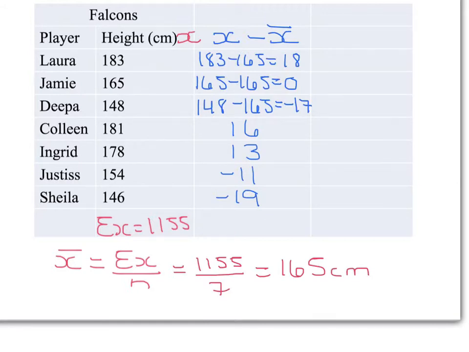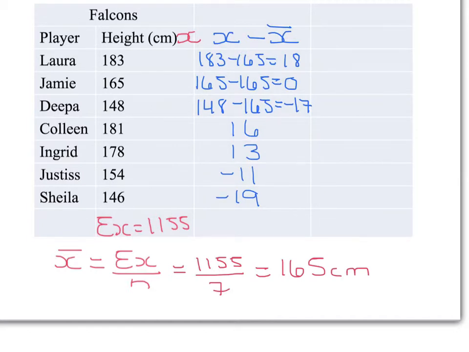Okay, so we have the deviations. In order to get an average deviation, we could think about adding up all of our deviations and then dividing by 7 students that were on the team. But unfortunately, when you add up all the deviations, every single time, it'll always work out to 0. So what we want to do is square them first, and that way we're getting rid of the negatives. So we end up squaring 18, 0, negative 17, 16, 13, 11, and negative 19. All of the values will have to be positive. So there's no way that the sum of the squared deviations could ever be 0.